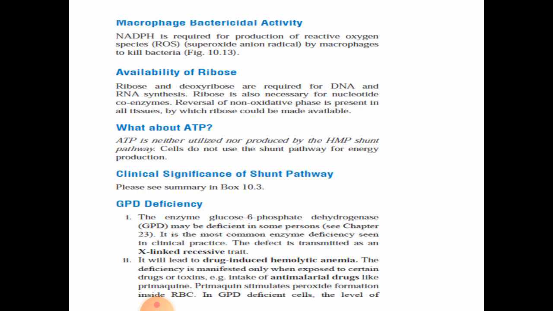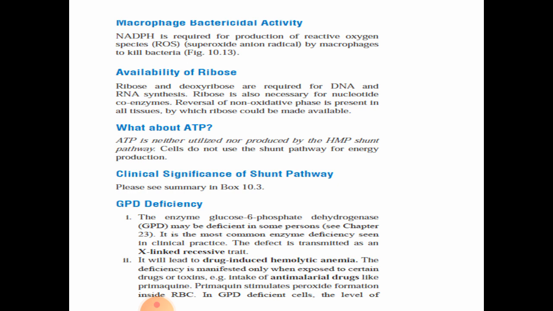Next, you need to explain the clinical significance of the shunt pathway. G6PD deficiency: the enzyme glucose 6-phosphate dehydrogenase may be deficient in some persons, which is usually seen in clinical practice. It is an X-linked recessive trait, and it will lead to drug-induced hemolytic anemia. Deficiency is manifested only when exposed to certain drugs or toxins.